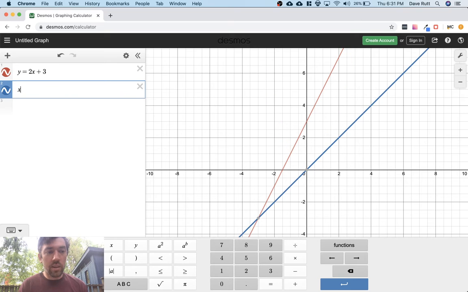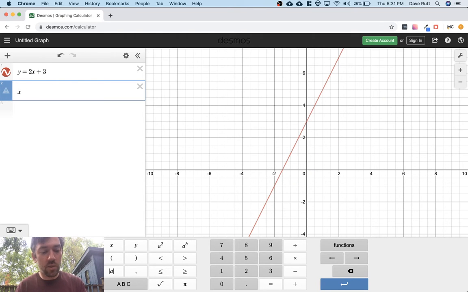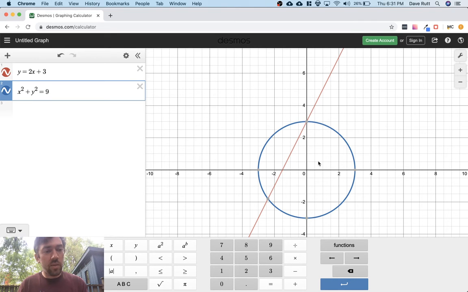The short way is to use the hat button, which is the little symbol above the 6 on a keyboard. So you use shift 6, and it automatically goes to exponent. So anyway, x squared plus y squared equals, and then a number, let's say 9, and that makes a circle.